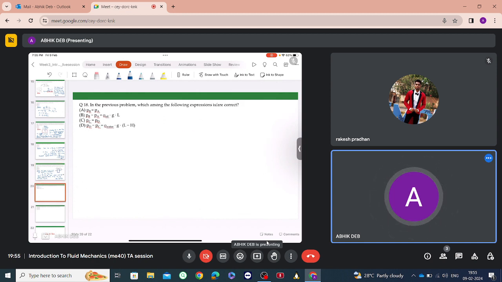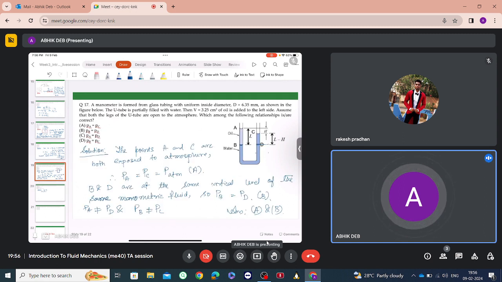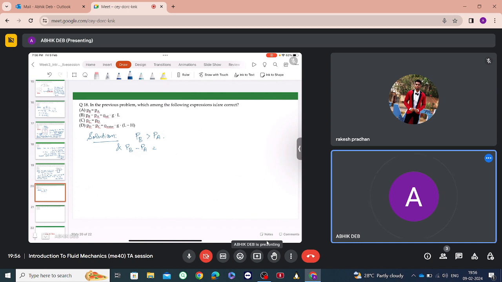But PB minus PA will be a particular pressure difference. PB is actually greater than PA, and PB minus PA will be equal to what? This is the oil. So this pressure difference from A to B, delta P AB, is equal to density of the oil multiplied by g multiplied by the length from A to B, that is L. So option B is correct.